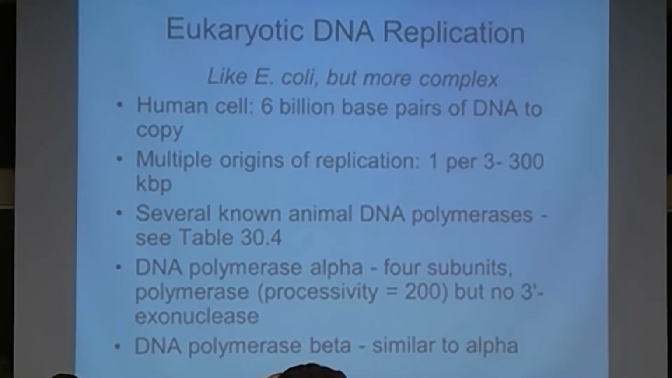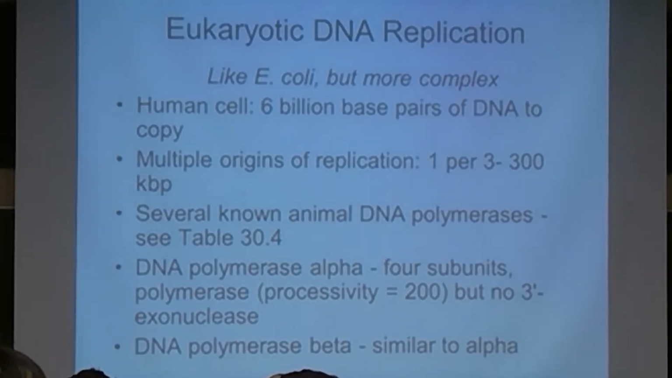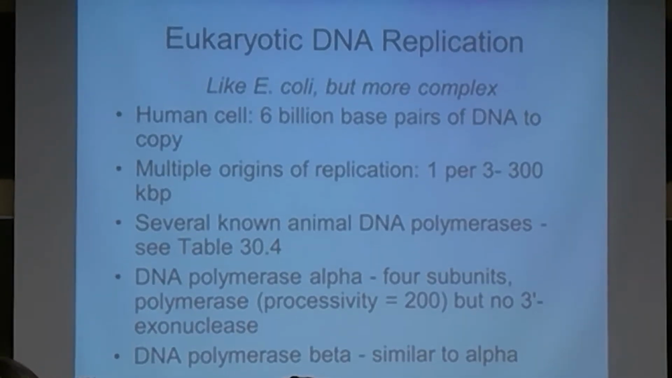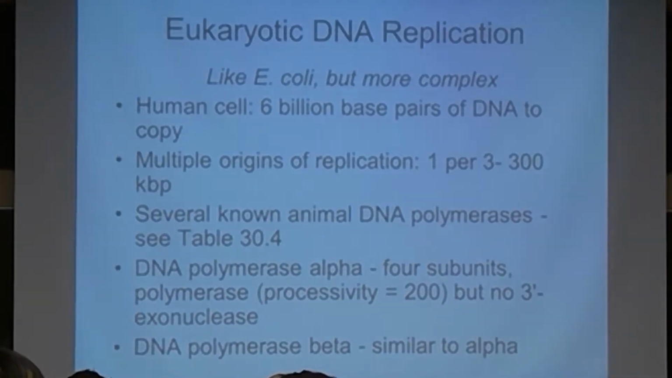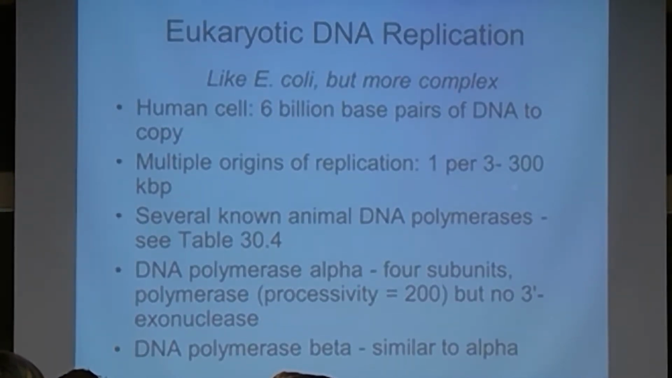Does it make sense? It's like construction of a big highway. Correct? If we start at one place and one set of people are working, then it will take maybe a couple of years. Instead, you put multiple construction sites and eventually connect them, it will be much faster. And the same concept is used here, that there are multiple origins of replication, one for every 3 to 300 kilobase pair in mammalian cell.